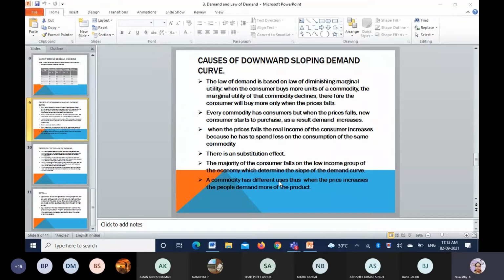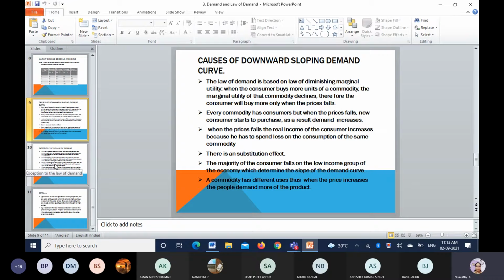The scarcity definition of economics, where I explained it, the same thing you can apply here also. A commodity has different uses. So when the price increases, they will have less of it, and if the price is low, they want more of it, and they will be consuming it. So this is also one of the characteristics. These are the reasons why the demand curve is a downward sloping curve.